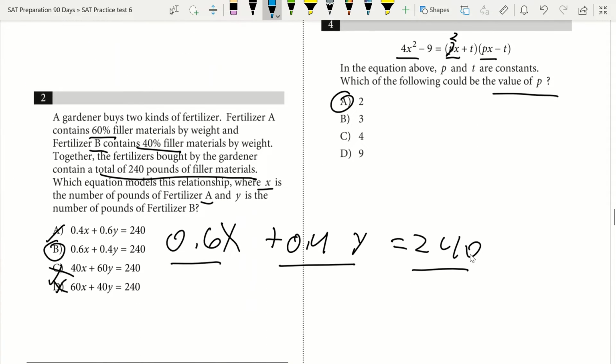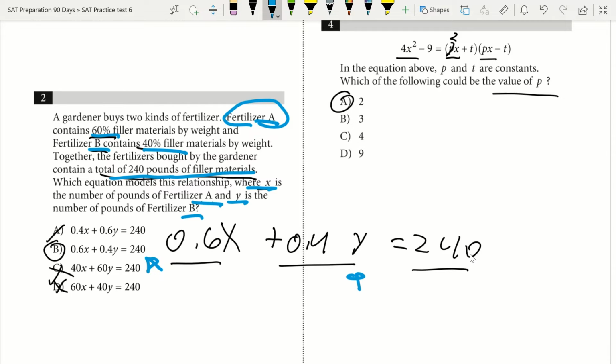Number 2. All right, I've got a gardener. Fertilizer A is 60%, fertilizer B is 40%. A total of 240 pounds of filler materials. So that's telling me that I'm going to have 0.6 times A. It says that X is fertilizer A and Y is fertilizer B. So my equation would be 0.6 times X, since X is fertilizer A, plus 0.4 times Y, since Y is fertilizer B, has to equal that 240. I see that I have that with answer choice B for number 2. Okay, so at that point I go ahead and move on.